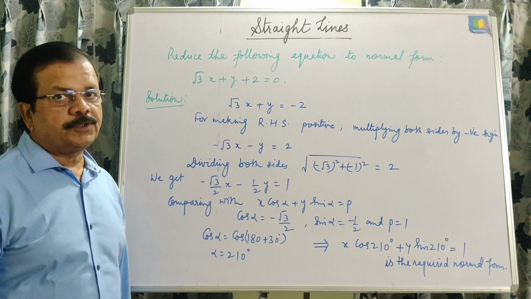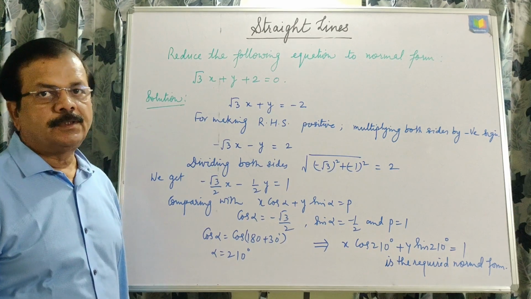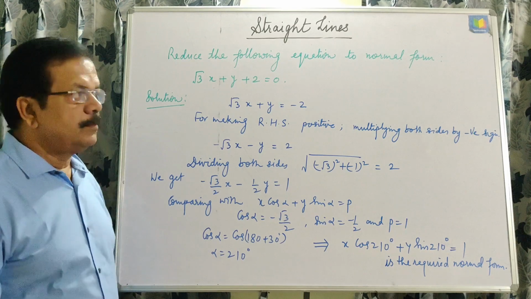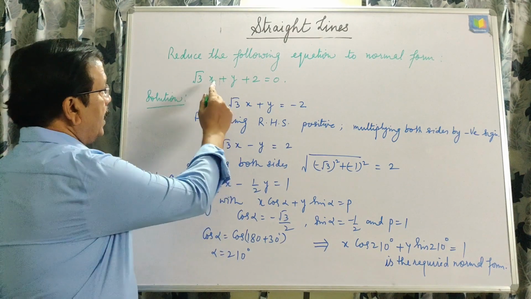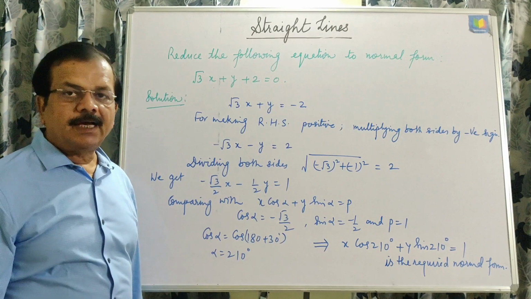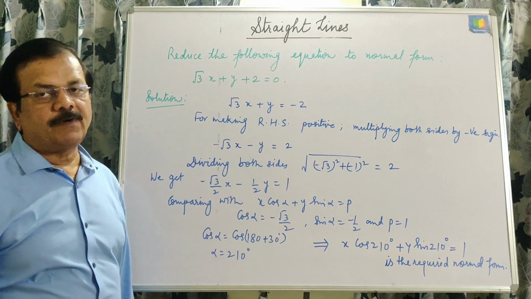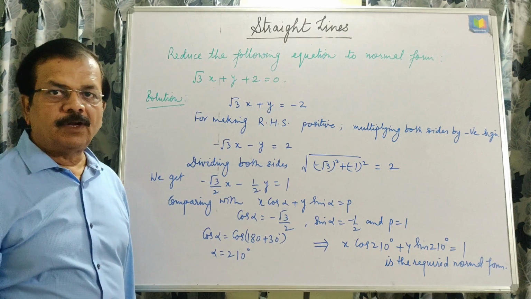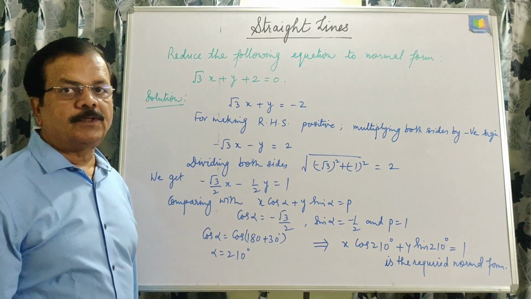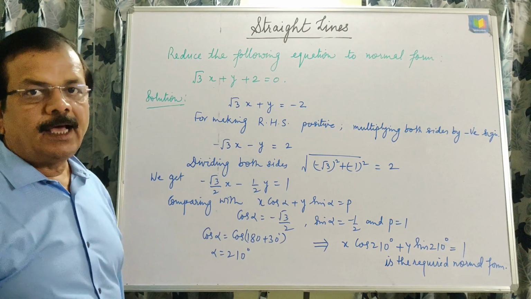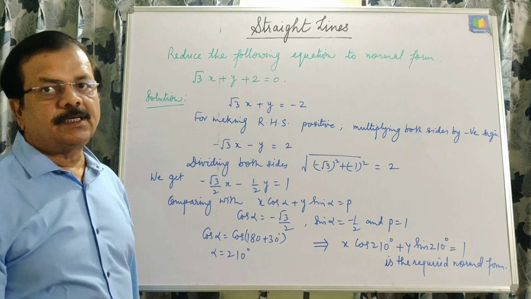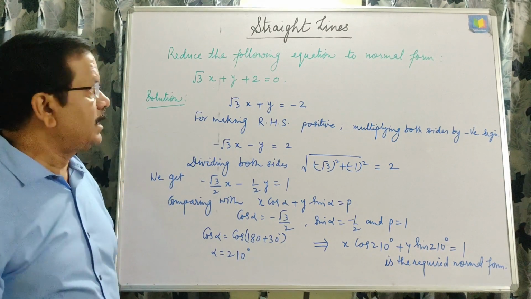In the last question we reduced the given equation to slope intercept form. Now in this we have to reduce the given equation to normal form, that is x cos alpha plus y sin alpha is equal to p, and we already studied that p is the perpendicular distance from the origin to the given line, and alpha is the angle which the perpendicular makes with the positive direction of the x-axis.